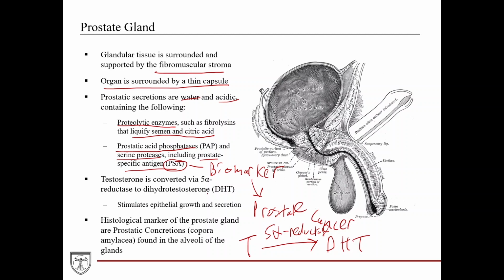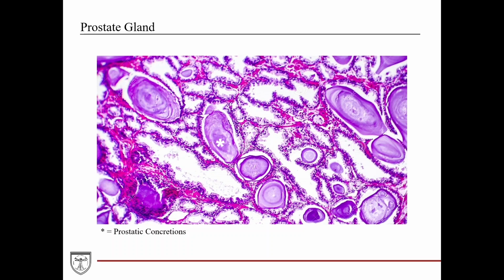And so this DHT actually stimulates epithelial growth and secretion of the prostate gland. A histological marker of the prostate gland, like we mentioned, is prostatic concretions or corpora amylacea, and these are found in the alveoli of the glands. Here's a great image. It's indicated here by this star.